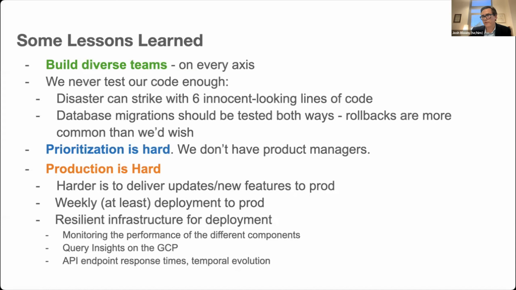And being able to go both forward as you add new columns or new tables, and also being able to go the other way as you remove them is critical. I'd say another thing is prioritization is hard. We don't have product managers. So we have lots of users, and oftentimes the squeaky wheels tend to get most of the attention.